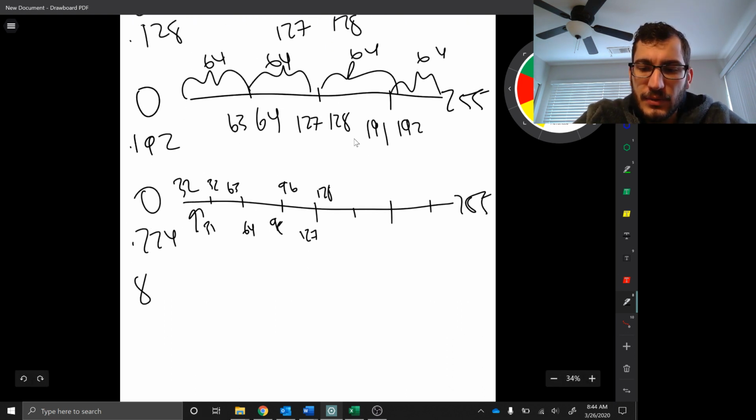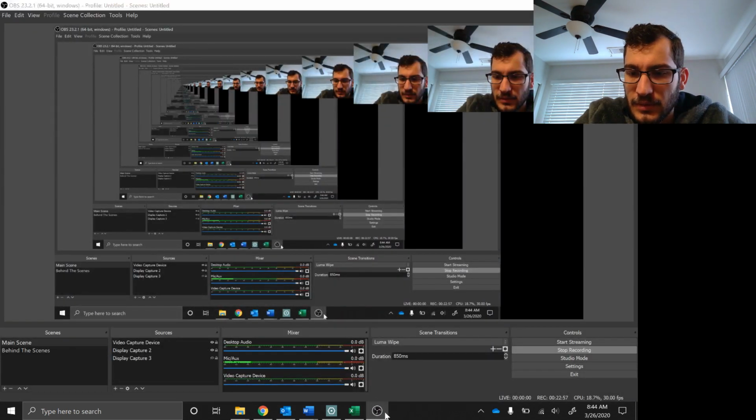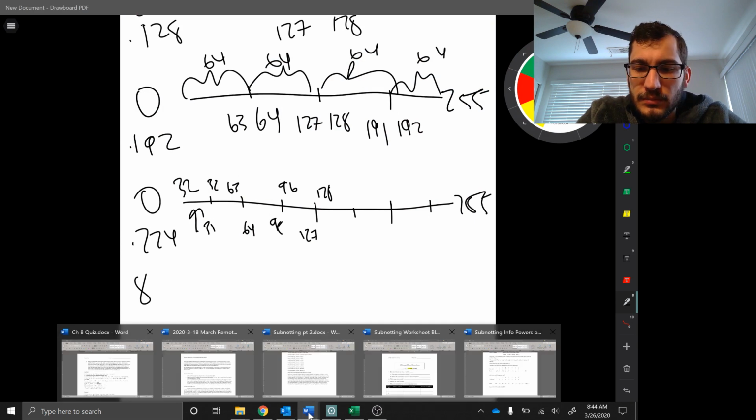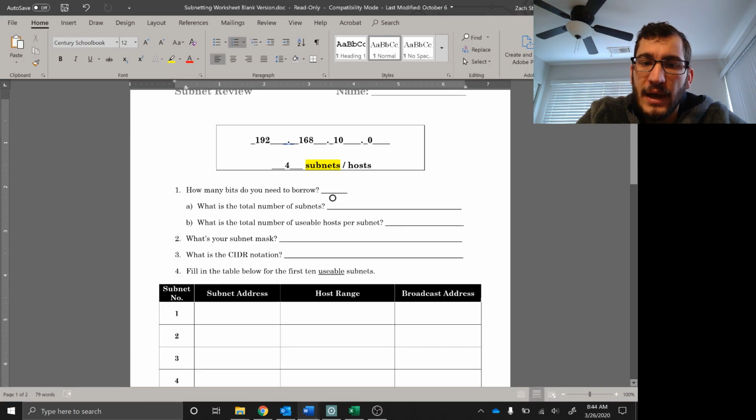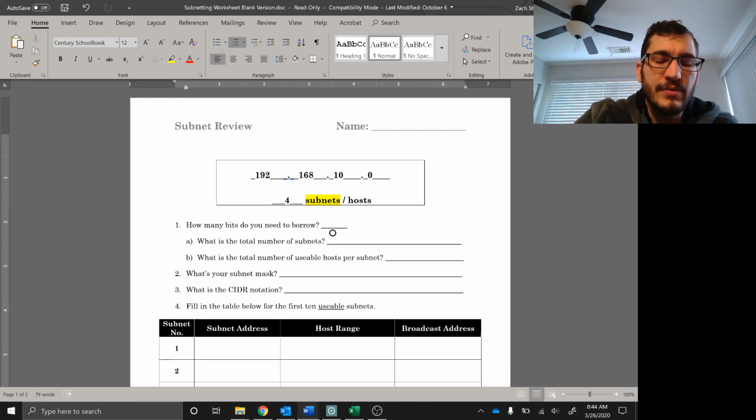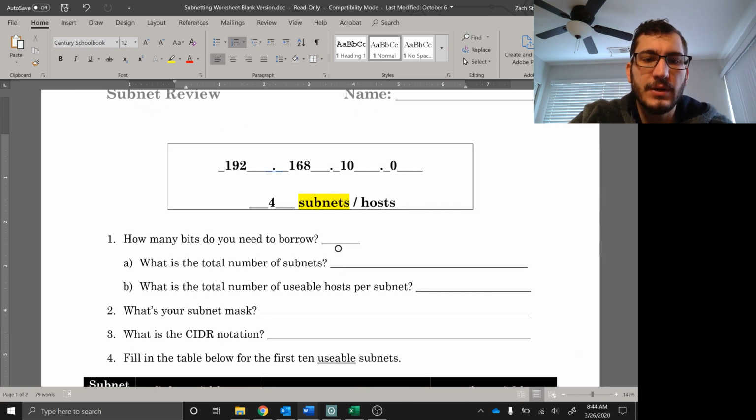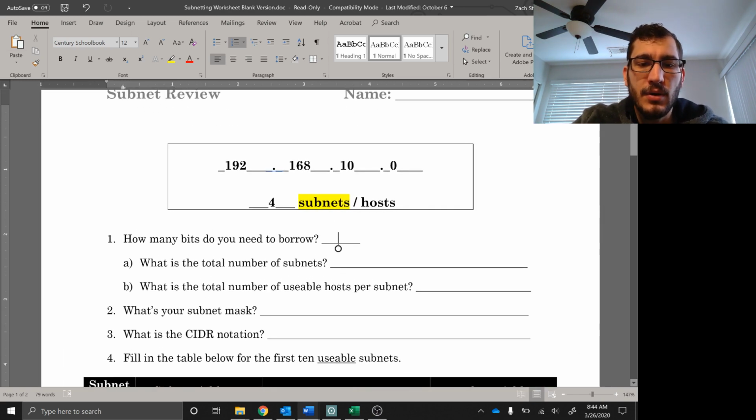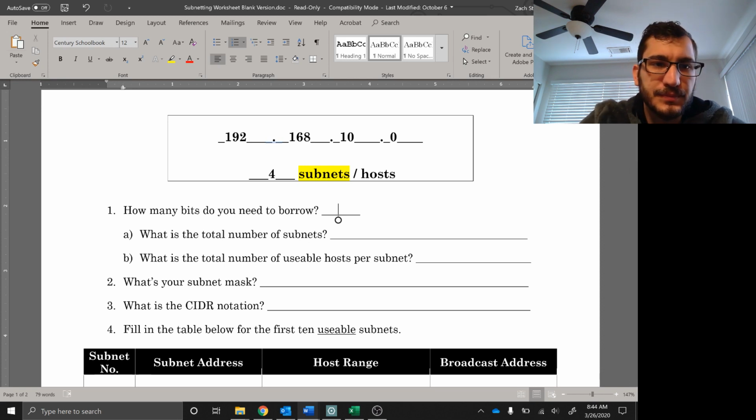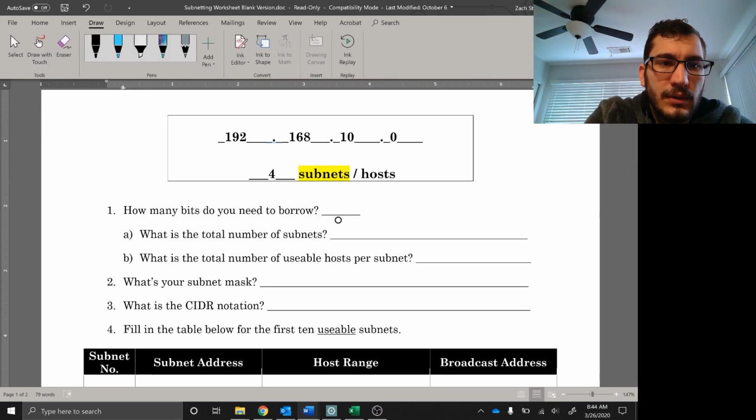So last thing I'm going to do, because I feel 22 minutes, I'm going to go over a worksheet with you, and this is going to be your homework. I'm going to put a couple of these online. For example, if we have the IP address 192.168.10.0 with 4 subnets, I'm going to walk you through how you do this. If I have 4 subnets, how many bits do I need to borrow?